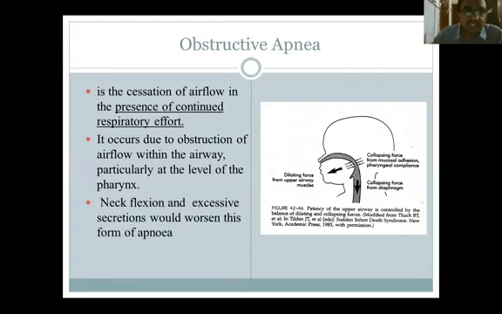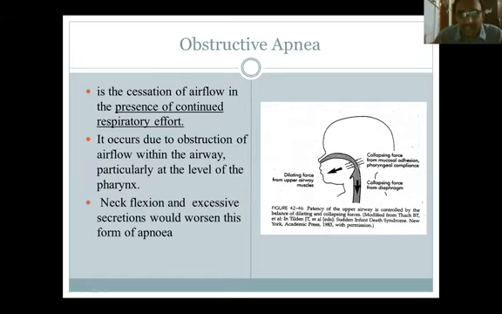Here there is continued respiratory effort, because the signals for respiratory effort are present. It occurs due to obstruction within the airway, particularly of the pharynx. You can see in this diagram that the dilating force decreases and the collapsing force increases, so there is an obstruction at the level of the pharynx.